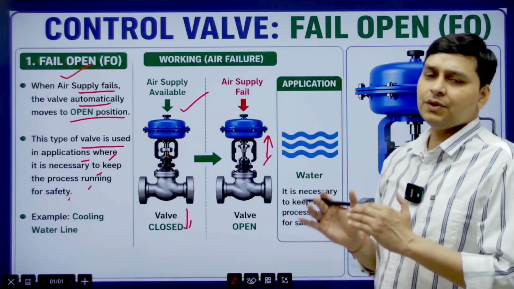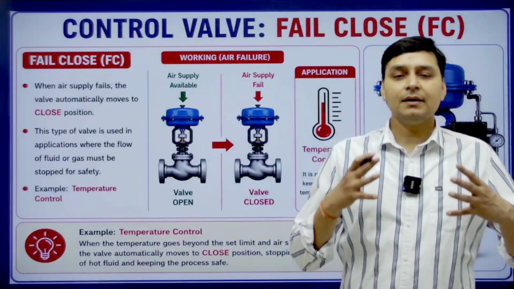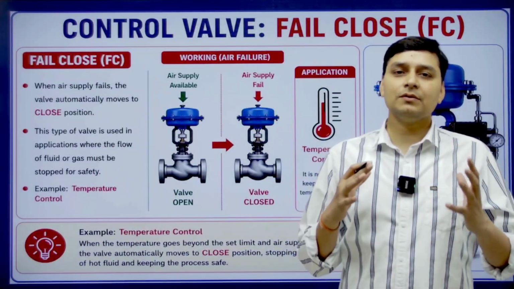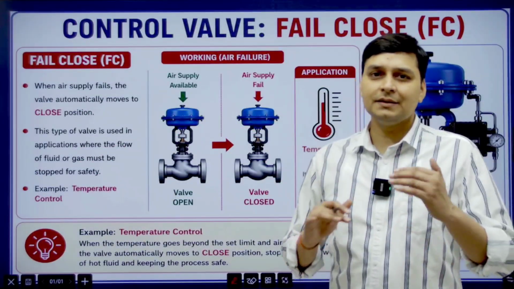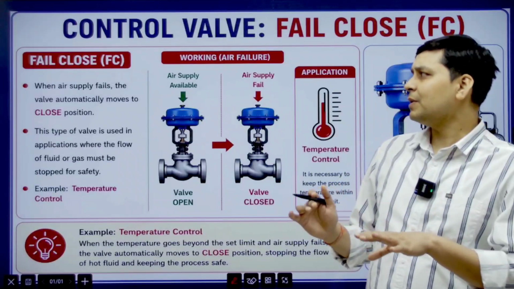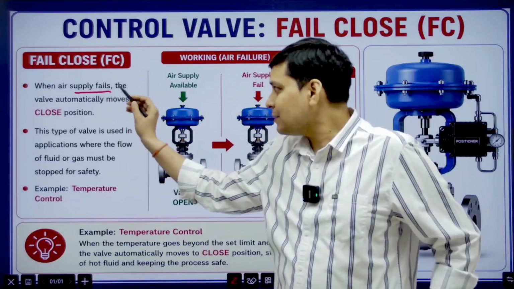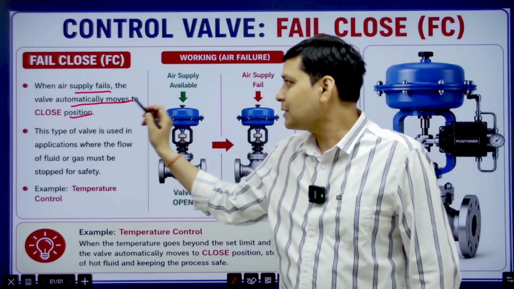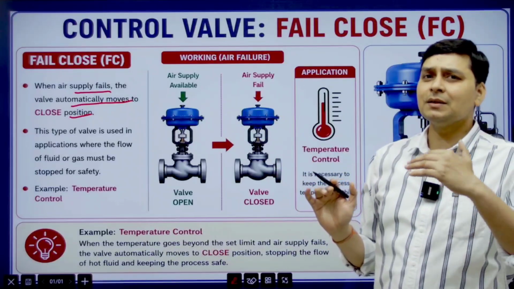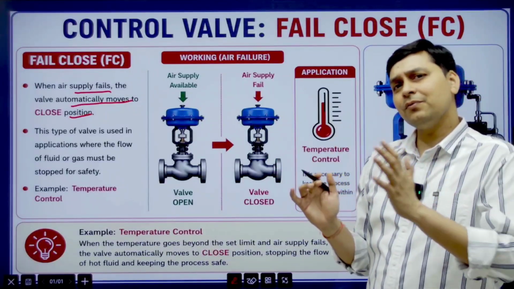In level control, we use fail open valve. Now we will discuss fail close valve. Fail close valve is also known as FC, and this valve is just reverse to the fail open valve. When air supply fails, the valve automatically moves to close position. Fail close means when air supply fails, the valve will be fully closed.